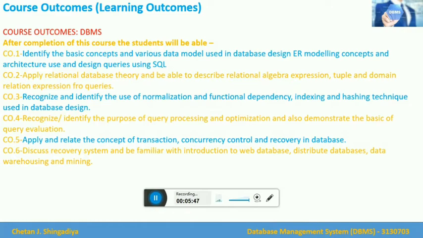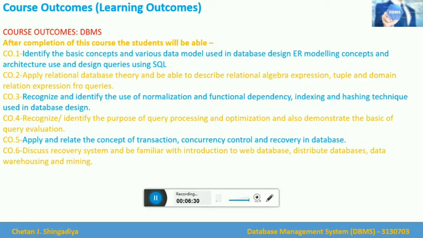The first learning outcome, or course outcome, is to identify the basic concepts and various data models used in database design, ER modeling concepts, and architecture, and design queries using SQL. So this is the first course outcome that we are going to see in this subject. The second course outcome is to apply relational database theory and be able to describe relational algebra expressions, tuple and domain relational expressions for particular queries.